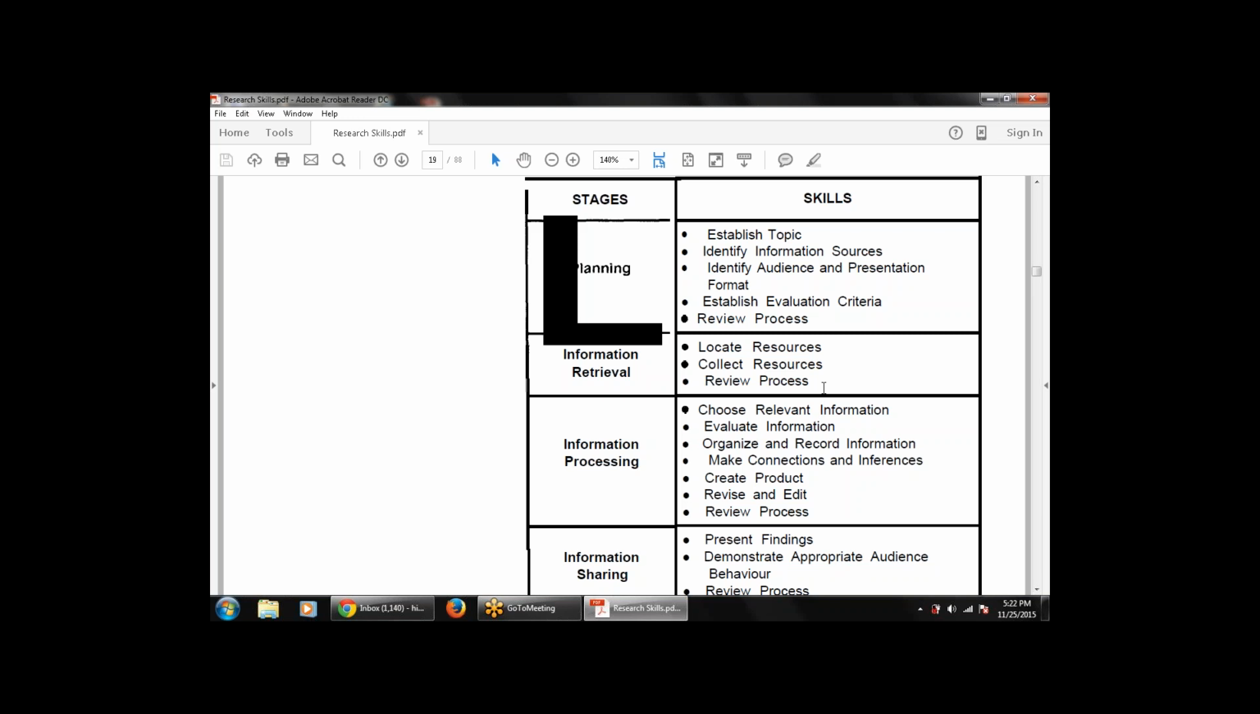Organize means putting the independent or individual parts into one part, and record the information. Then make the connections and the inferences, that is make the hyperlinks, the URLs, and the inferences, meaning the websites from which we can gain the information. Then create the product, which is also a part of the information processing. Then revise and edit the content, then the review process. That is a part of the information processing.